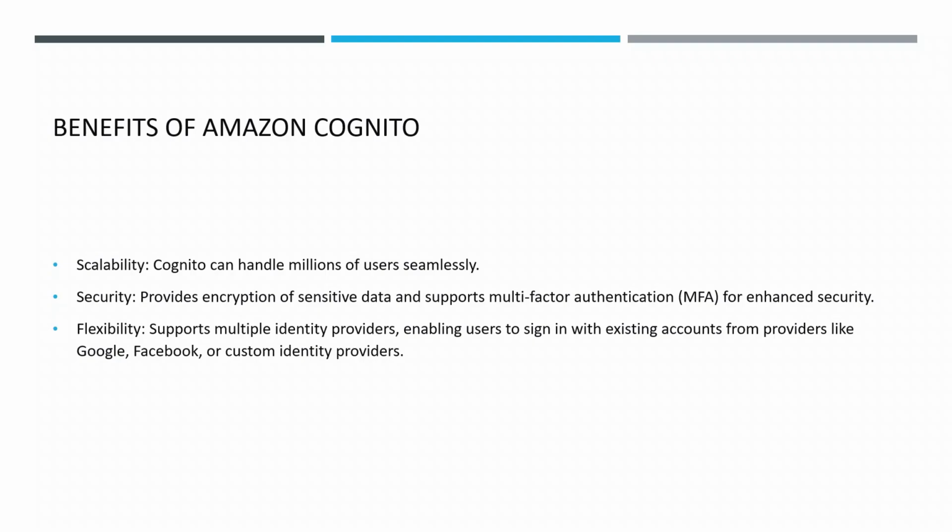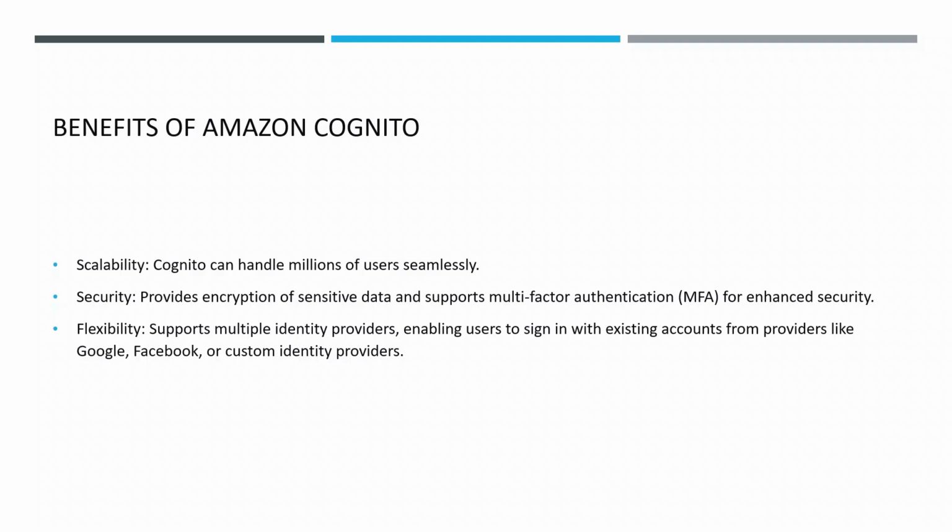And the second one is security. It provides encryption of sensitive data and supports multi-factor authentication for enhanced security. Actually, MFA is also a feature or a process when we create a user pool and set up the authentication process. MFA is a term we will see later in this presentation. It provides a multi-layer or extra security in our authentication process.